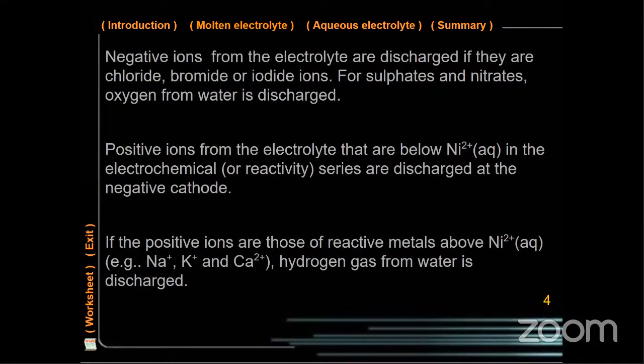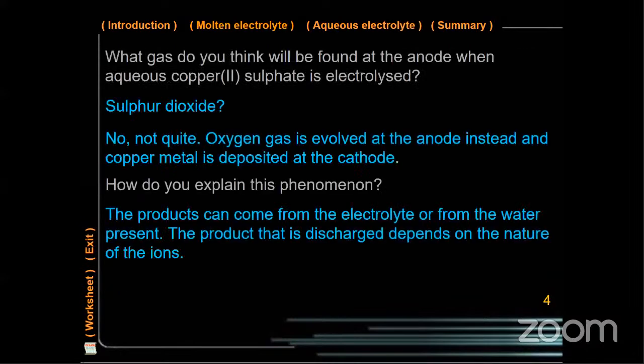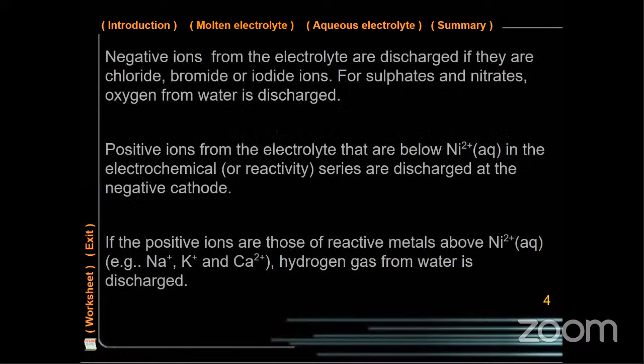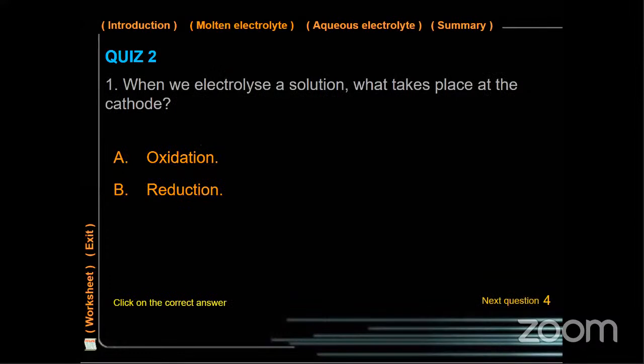All right, so just to summarize, negative ions from the electrolyte are discharged if they are chloride, bromide, or iodide ions. For sulfates and nitrates, oxygen from water is discharged. This is a kind of summary for what we just did. Let me skip that for the moment. I don't want to confuse you with what we just did.